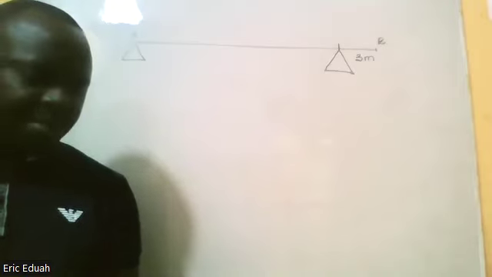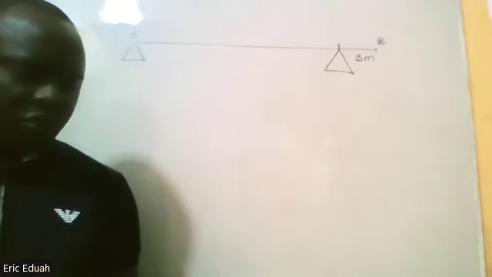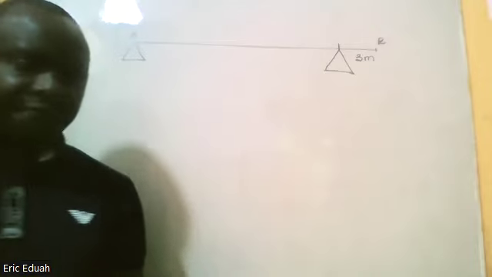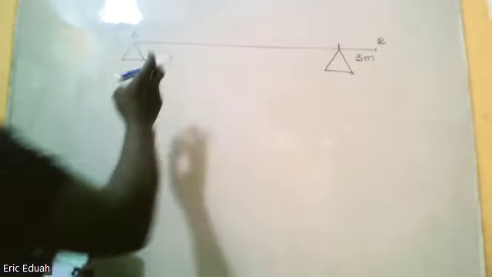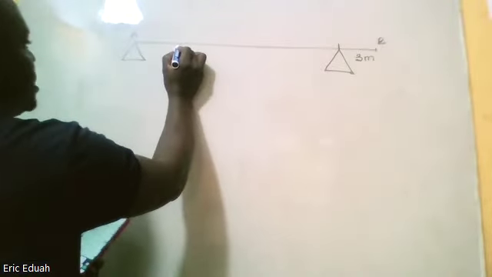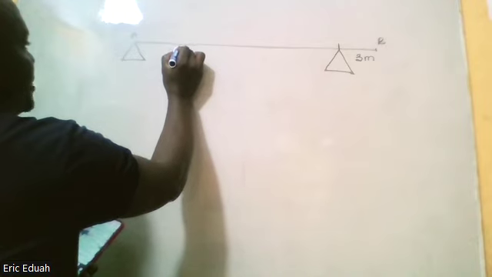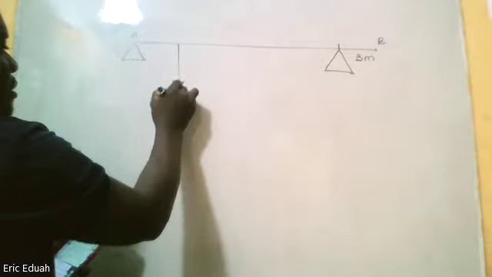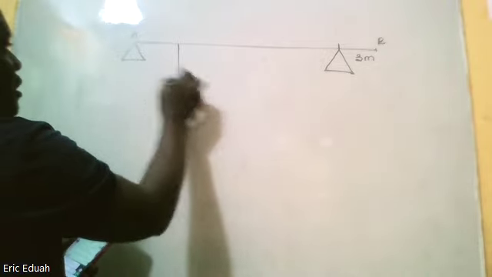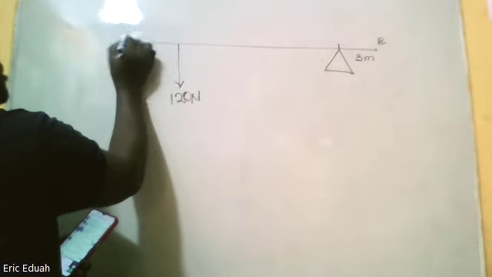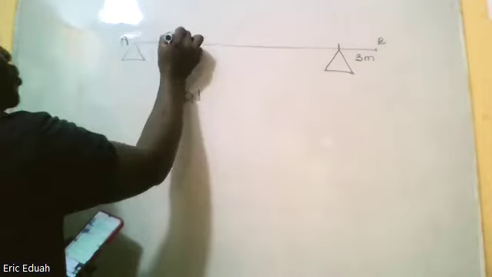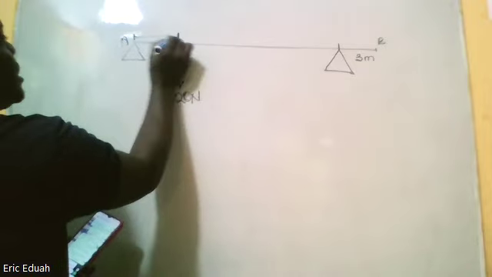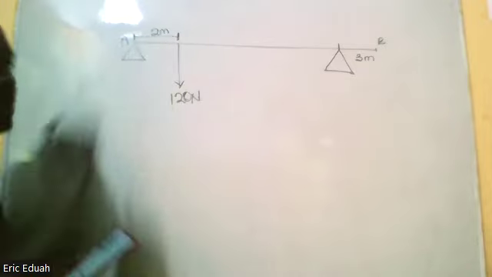Then the beam carries the following loads: 120 Newton, 2 meters from the left. So we have a load of 120 Newton, 2 meters from the left end. So from A to where this load is, 2 meters.